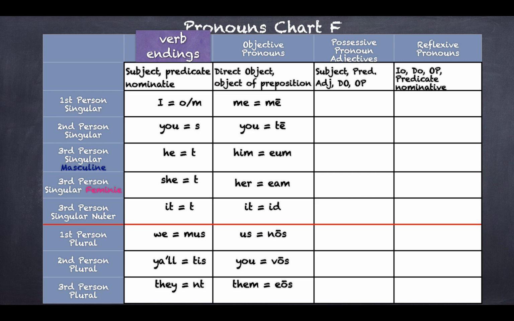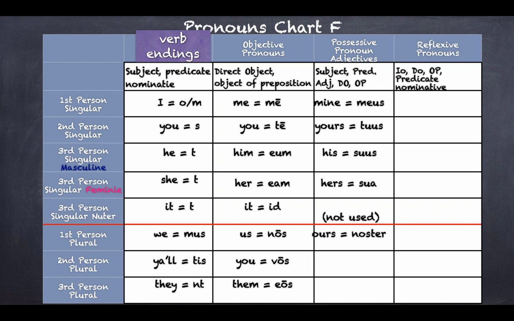So vos, I said you is vos, but in classical Latin, we're going to have it with a W sound. But you can get more about that later on. Possessive pronoun adjectives: subject, predicate adjective, a direct object, or an object of the preposition. And we have mine, meus, yours, tuus, his, suus, hers, sua, and then we don't have that one used. Then we have ours, noster, yours, voster, and theirs, suus.